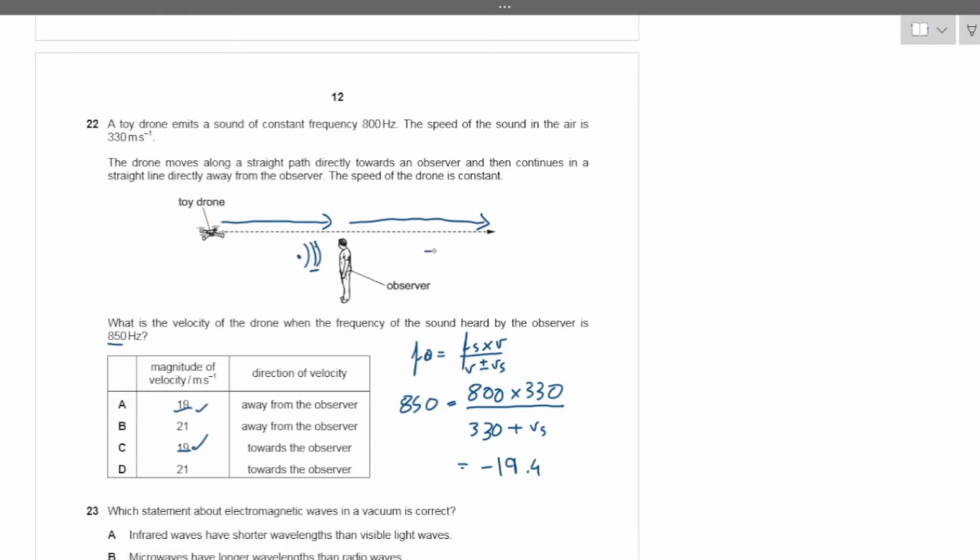Whereas if the toy drone is going away from it, the source is moving away, that means the waves behind would have a further increasing gap. Wavelength behind the source would be greater, that means the frequency would drop. Over here we can see that the source's frequency is 800 and the observed frequency is 850. Frequency has increased. That means the toy drone must be moving towards the observer because only then the waves of the sound in front of it will be squished. Thus, wavelength would decrease and frequency would increase. So it must be towards the observer. Therefore, option C is correct.